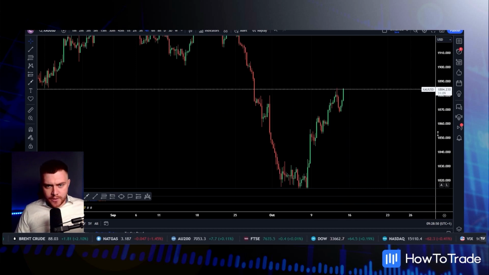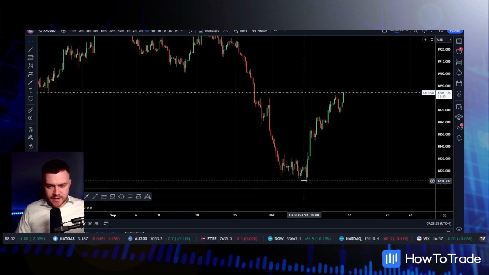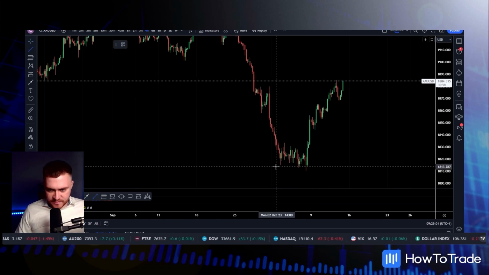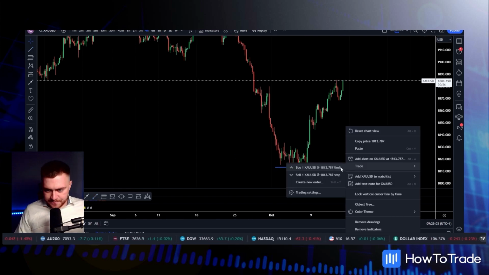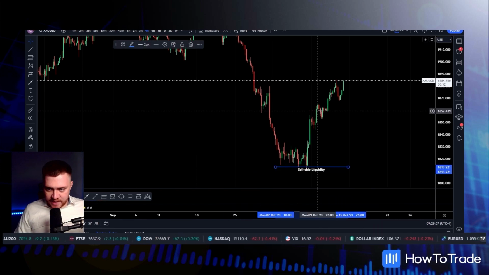Now, we've obviously had such a huge leg lower really from the end of September, quite a huge move lower down towards this 1810 level. And you can see what happened around the bottom of that was we threatened to go lower again. We grabbed that sell side liquidity and then we snapped higher.